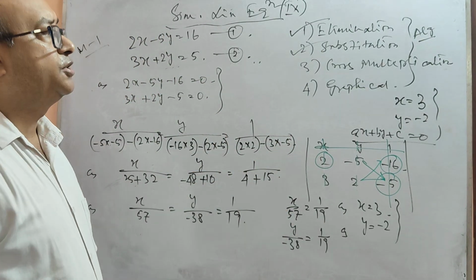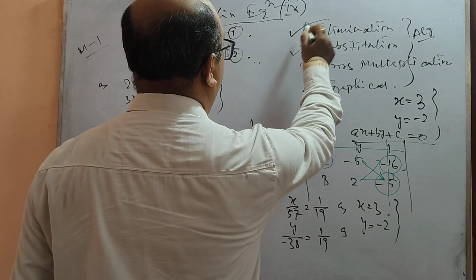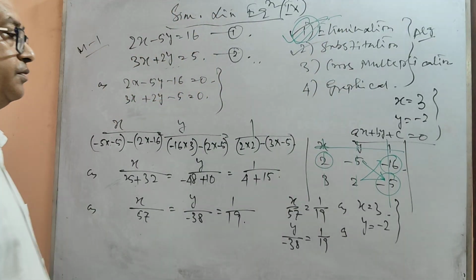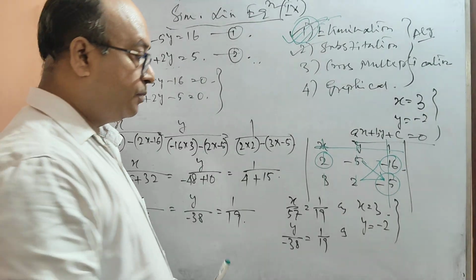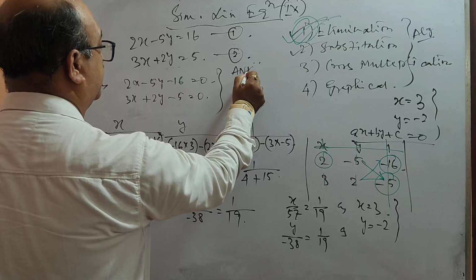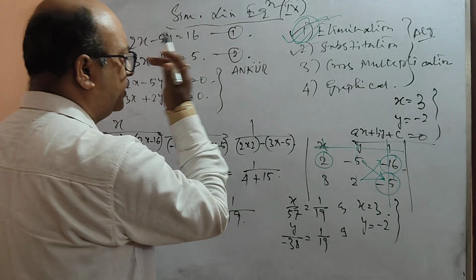whether method of substitution or method of cross multiplication, always opt for the method of elimination. Hopefully I am clear to everyone. Have you understood all the methods?